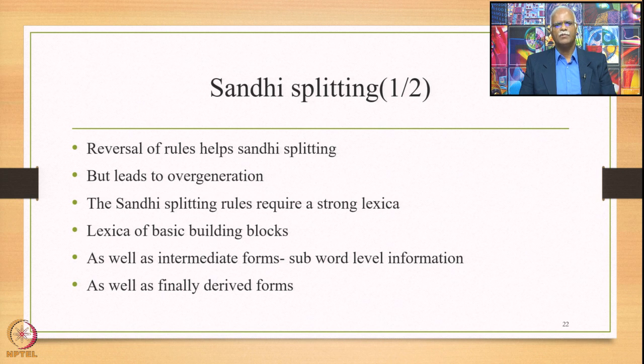So, we will take an example of Savarna Dirgha Sandhi. Now, when you have to split a sandhi, given a text, you will have to then tap each and every long vowel, for example, because there is possibility that every long vowel consists of the constituents a plus a, etc. Four possibilities. Now, that will lead to quite a lot of overgeneration. And in order to avoid overgeneration, the sandhi splitting task may require a strong lexica. So, lexica of basic building blocks as well as intermediate forms, that is subword level information, that needs to be provided, as well as the finally derived forms. This is needed in order to do the sandhi splitting effectively without causing too much overgeneration.